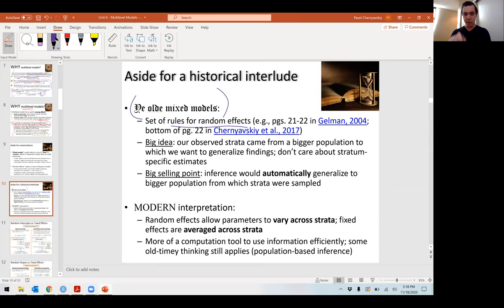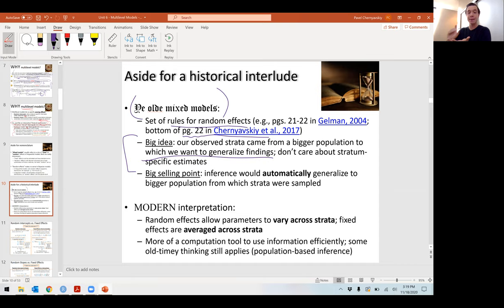I rarely give you my own stuff to read, but I suppose I'm proud of this particular passage. A reviewer asked me to add it, and I did. The big idea is that the strata that we observe, the classrooms we observe, the schools that make it into our sample, are a sample of a bigger population to which we want to generalize findings. This is almost always the case. You never have the funds to do something in every single school in your school district, or you almost never sample every single classroom from every single school of the school district. So naturally, classrooms are a sample from a larger population and the schools are a sample from a larger population.